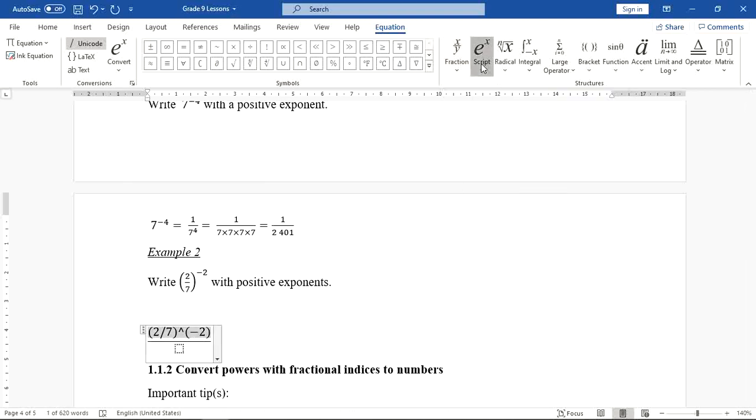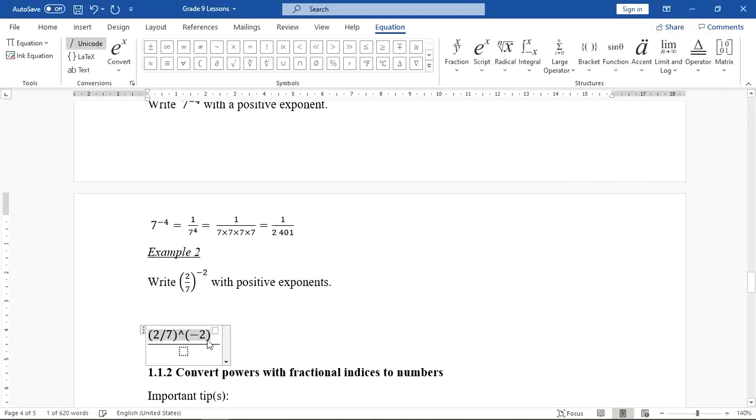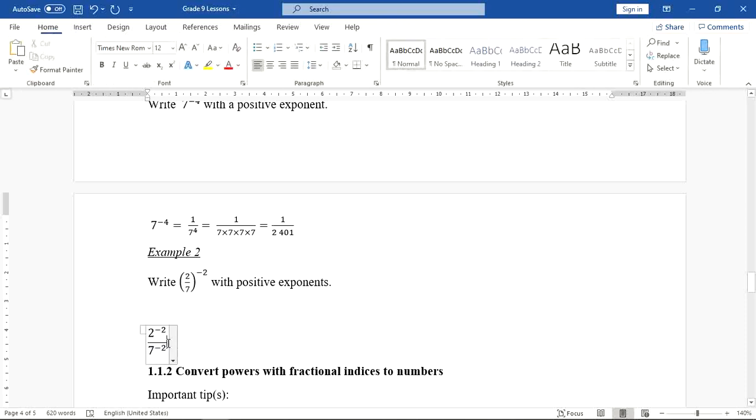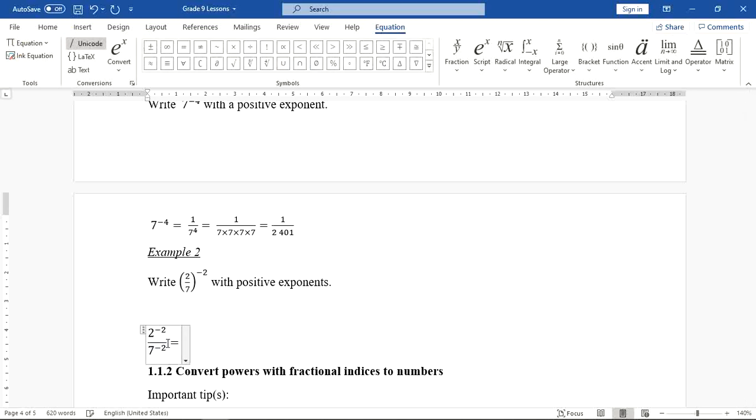Then we put up a script here. This is going to be 2 negative 2, and down here it's 7 negative 2. So what I did here, I just distributed this exponent to everyone inside. Okay, it's one of the laws of indices. So you distribute.